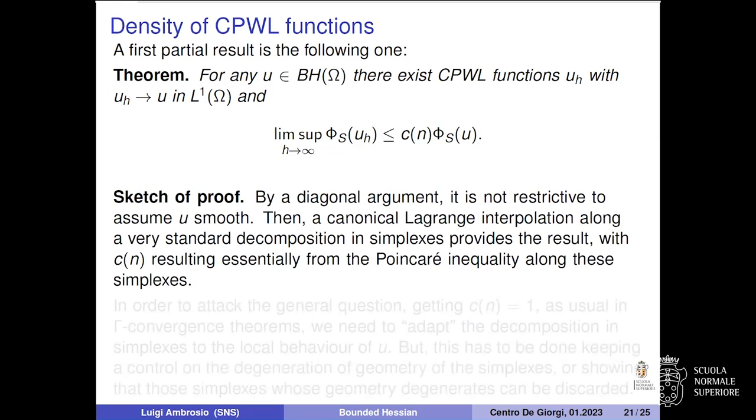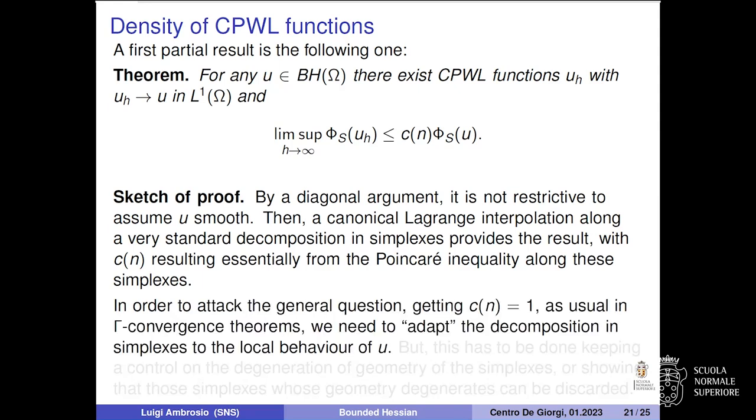This is very standard because to achieve this result, you can just do any interpolation you like. You start from a smooth function. You can do, for instance, the Lagrange interpolation, and then basically playing with the Poincaré inequality along any of the simplexes, you get, without too much work, this inequality, where the constant C_n comes essentially from the constant you have in the Poincaré inequality. And the question is, how to optimize this procedure in such a way as to get, and this is specific to the Schatten norm, C_n equal to 1.